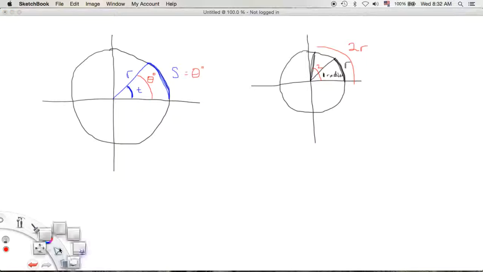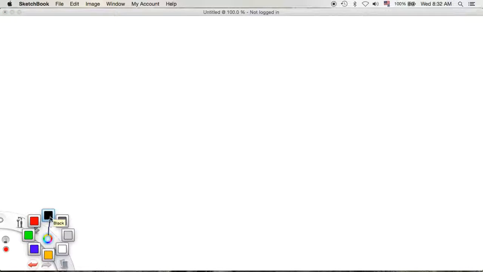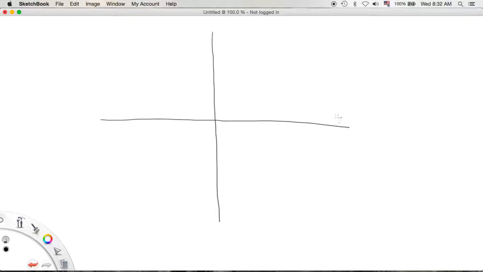So we have a circle, and let's say, wow, that's bad. Hopefully you guys are doing a better job of drawing circles in your notes than I am of doing it on this thing. Something like that.